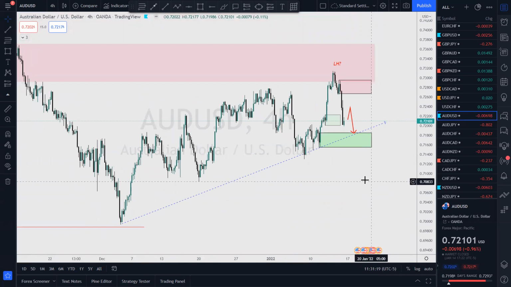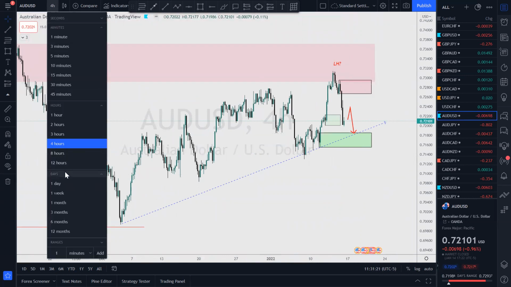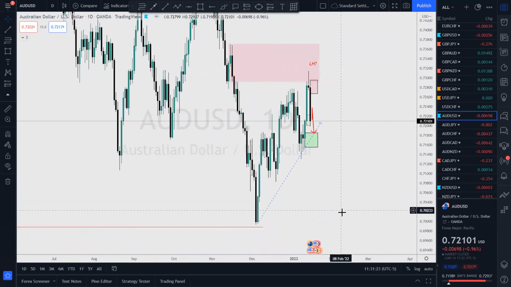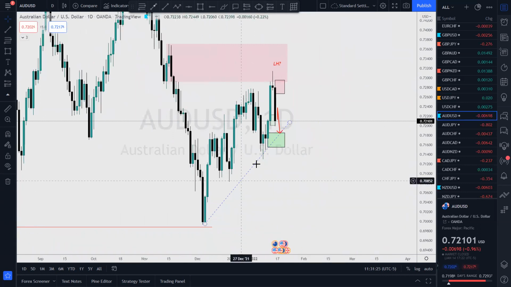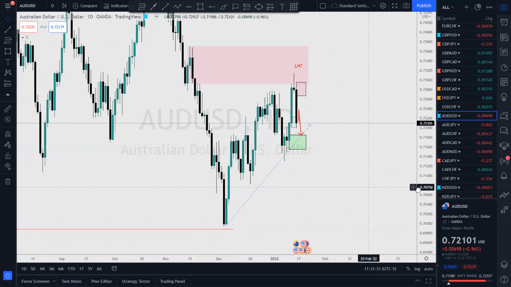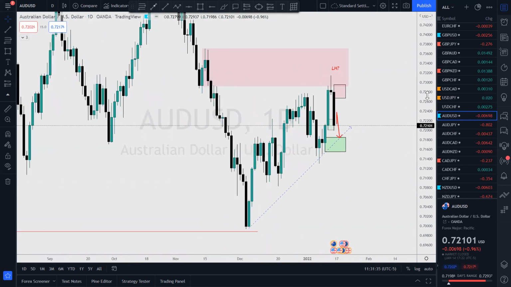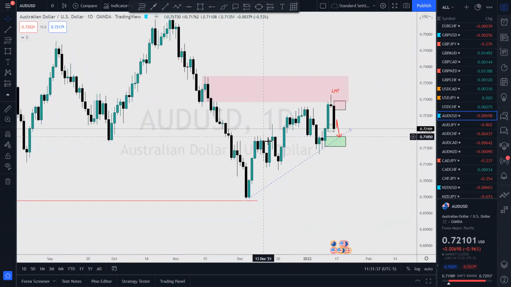Aussie USD. Let's go to the daily. All right. The daily says what? We got a magic trend line here. I'm just saying, man, they can be magical sometimes. All right. But what I like about this pair is clarity. Higher highs, higher lows, higher highs, higher lows, higher highs.